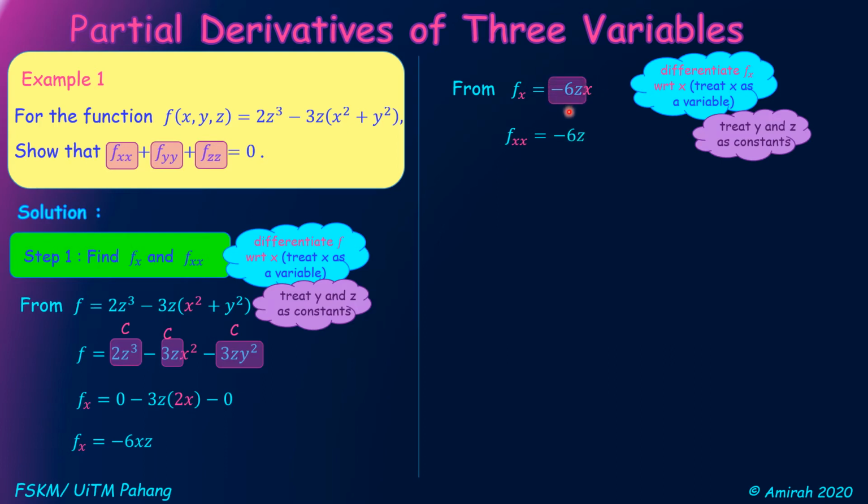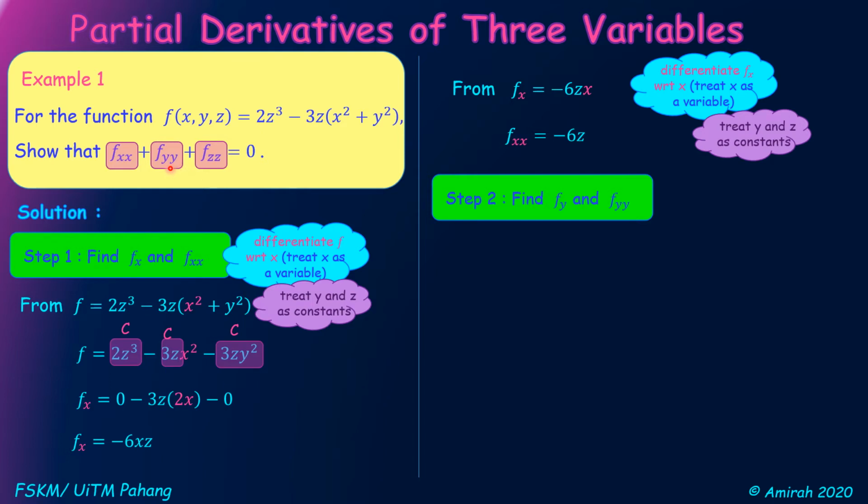When we have multiplication by a constant, we just keep the constant in front and then we differentiate x. When we differentiate x, it equals 1. So it means negative 6z times 1, which equals negative 6z. Alright, now we have found fxx.